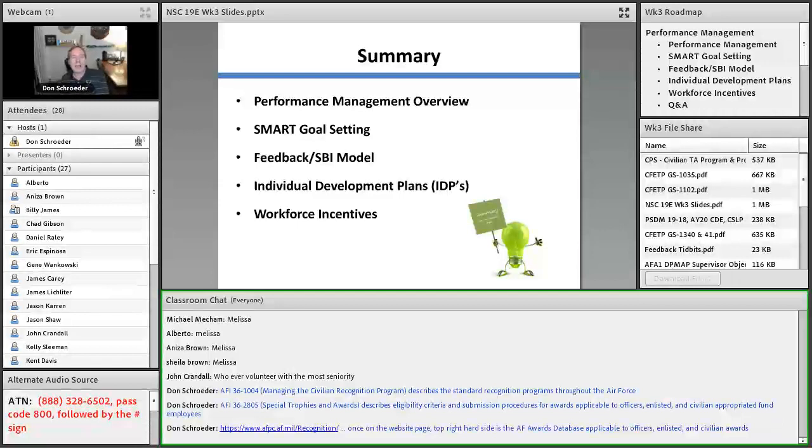Talked a little bit about feedback and actually asked you, hey, what type of feedback does your supervisor provide you? And also we looked at the SBI model. Then we got into IDPs. Remember, IDPs are mandatory now for all civilian employees that are below the executive level. And then we also talked about CFETPs a little bit and that they pertain to 6 civilian career fields at the present time. And lastly, we got into workforce incentives. Talked about those 3 great references that you have there in the chat pod, 1004, 2805, and lastly, the AFPC recognition page for that Air Force Awards database.